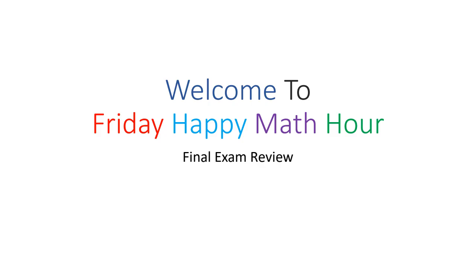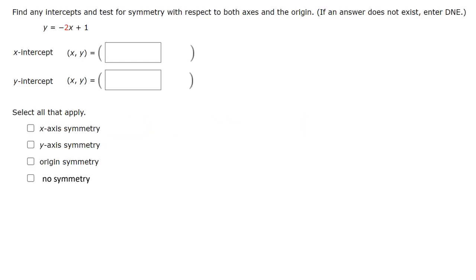Okay. All right. So, again, we're doing a review and we'll try to catch a little bit of everything that we saw in the semester. So, let's start with this question here. It says, find any intercepts and test for symmetry with respect to both axes and the origin. So, the equation here is y equals negative 2x plus 1. So, let's find the x-intercepts, y-intercepts, and then we'll check for symmetry.